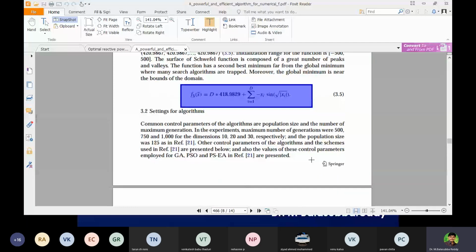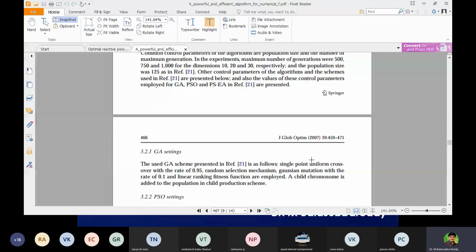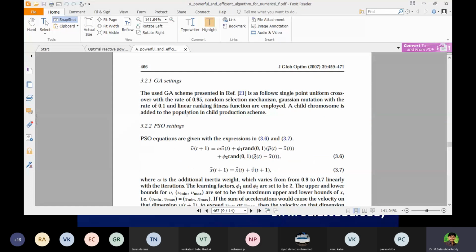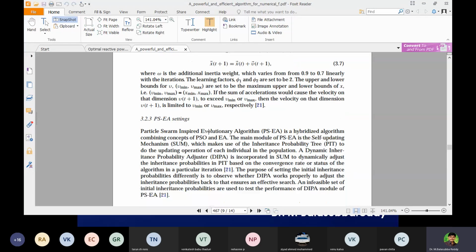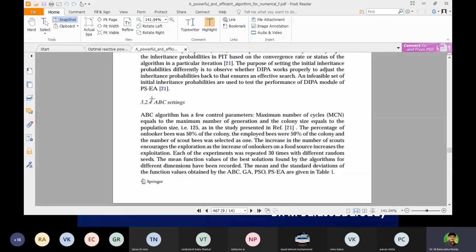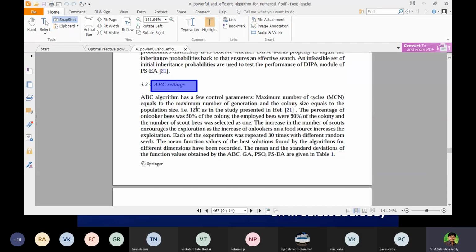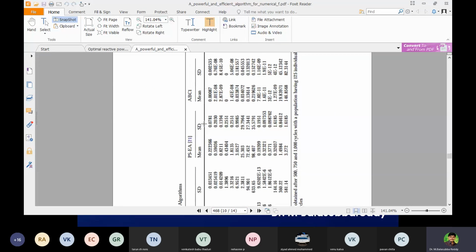This is another test. What he did is implement all the test functions using different algorithms. So genetic algorithm is used, PSO is used, and ABC finally. And this combination is also used: a particle swarm inspired evolutionary algorithm, which is the hybridization. Using these two algorithms he mixed them and showed the result. And finally the proposed algorithm is ABC, and he shows the result. You can see, I will rotate this.